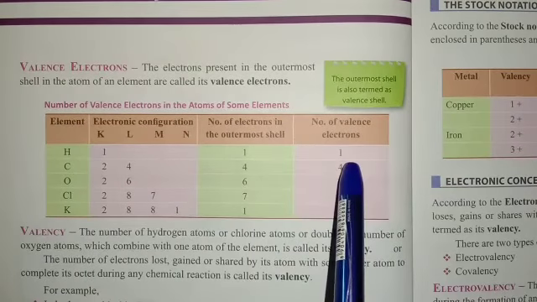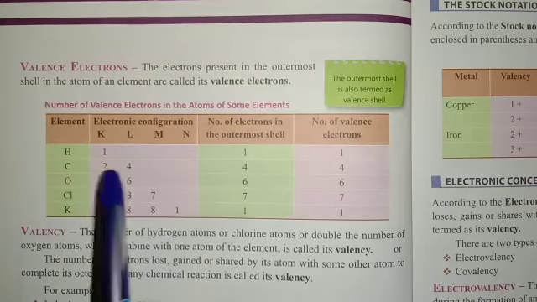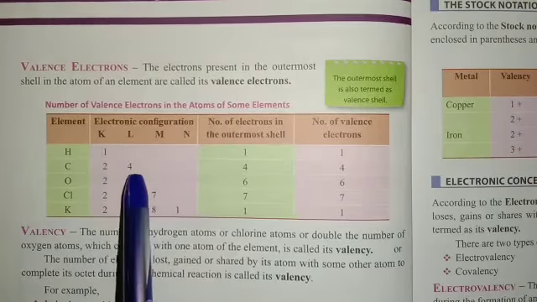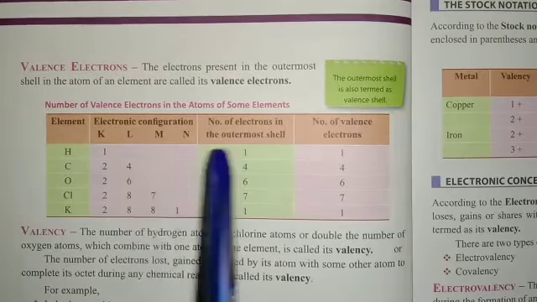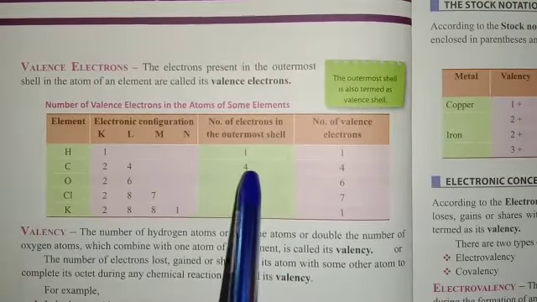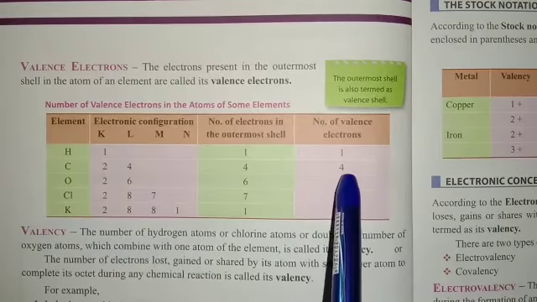Carbon: atomic number 6, configuration 2, 4. The K shell contains 2 electrons, and the second shell, the L shell, contains 4 electrons. The last shell contains 4 electrons. Therefore the number of electrons in the outermost shell is 4, so the valency is 4, or the number of valence electrons is 4.